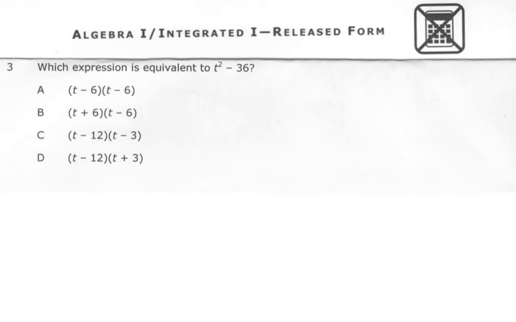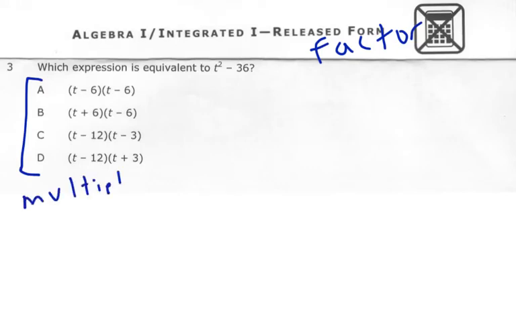Number 3 says, which expression is equivalent to t squared minus 36? Two ways to do this. We can factor t squared minus 36. That's one way. And then the other way is we can use our answer choices A, B, C, and D and multiply them out using the box method.